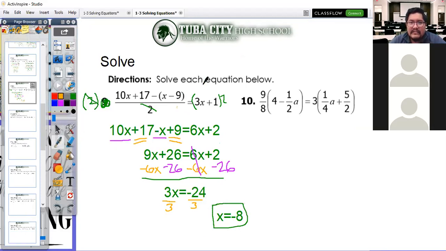Like I said, fractions are more scared of you than you are of them, so be careful. I mean, fractions are only like that big and you're way bigger than it. Anyway.